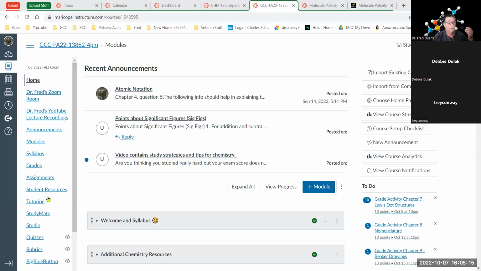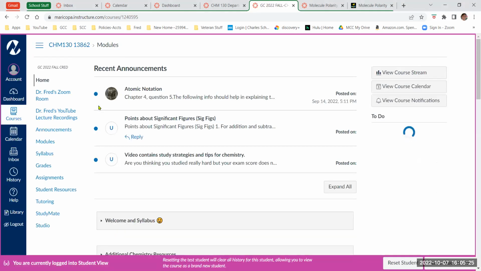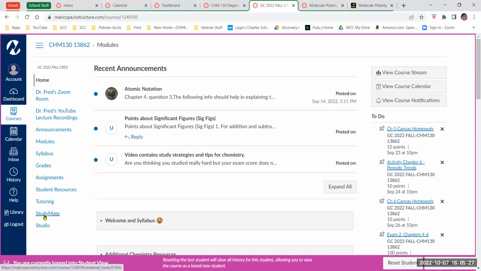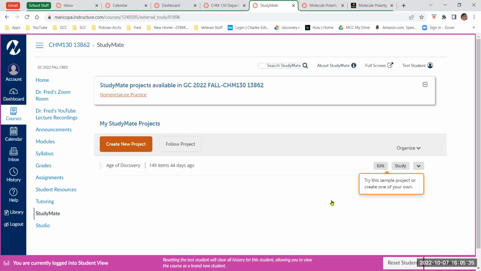On the far left. Now yours is going to look a little bit different than mine. Let me see if I can go into the... I think I looked at that, StudyMate. Here we go, right here, StudyMate. If you click on that, just continue. Don't show this again. But there's one here called Nomenclature Practice. You click that.